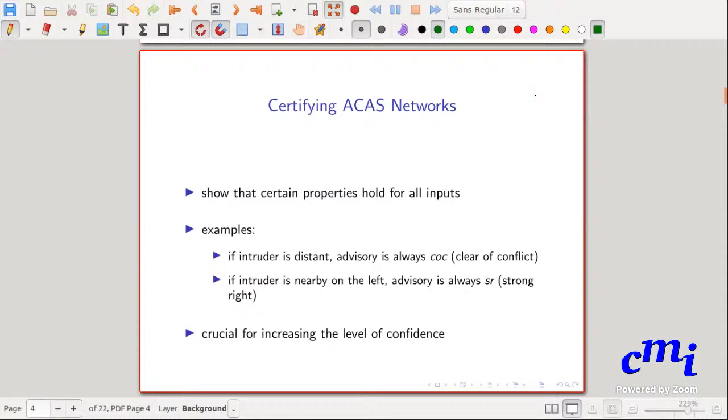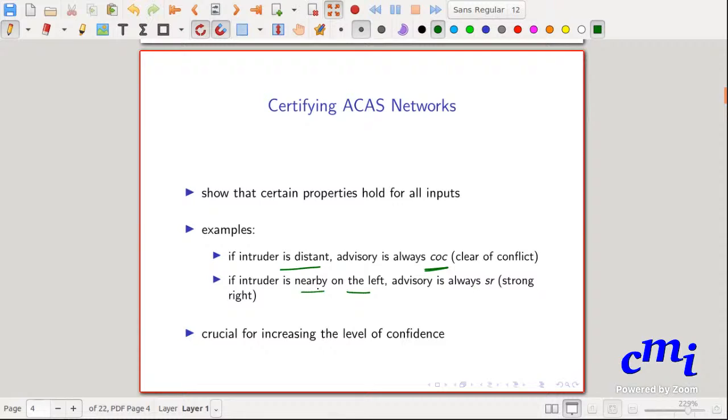Okay, so by formal verification of these things, we mean that we have certain properties in mind, and we would like to check that these properties hold for all inputs. For example, if the intruder is far away, then the advisory should always be that this is clear of conflict. And if the intruder, let's say, is nearby on the left, then the advisory is always strong right.